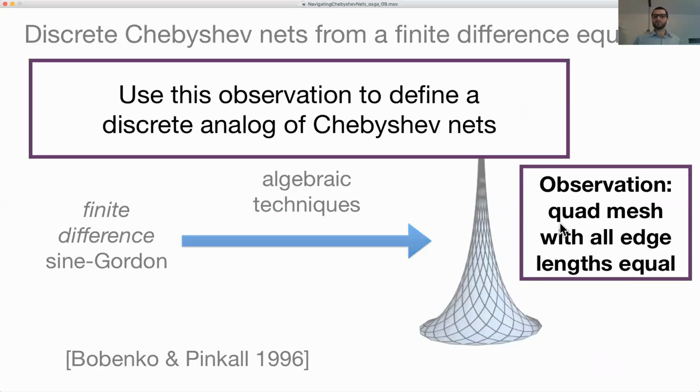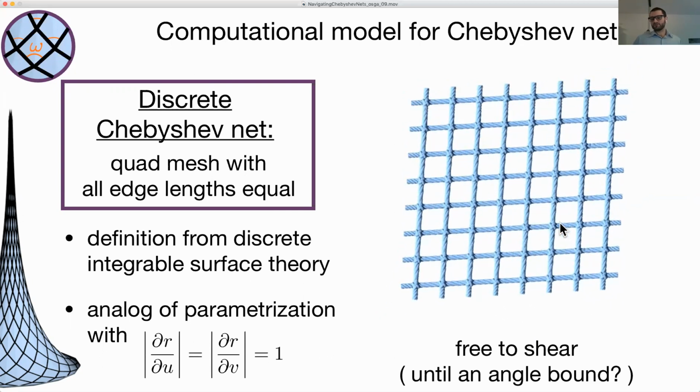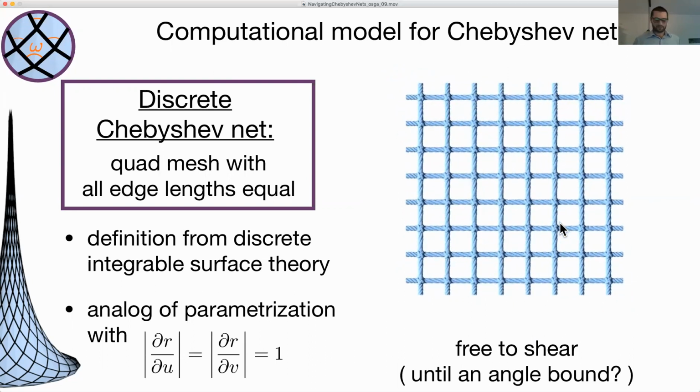So you use that to define a general class of discrete analogs of Chebyshev nets as quad meshes where all edge lengths are equal to each other. One may have said, looking at the definition of a smooth Chebyshev net, you can guess that this is a nice analog, but this gives a deeper understanding of why we should call these things discrete Chebyshev nets, because of the relationship to discrete analogs of underlying partial differential equations that retain an integrable structure. And just as in the smooth case, we retain this ability to shear up to a certain angle bound.